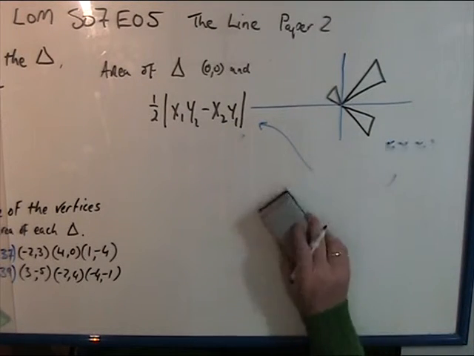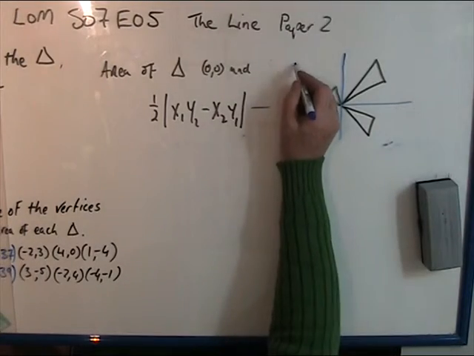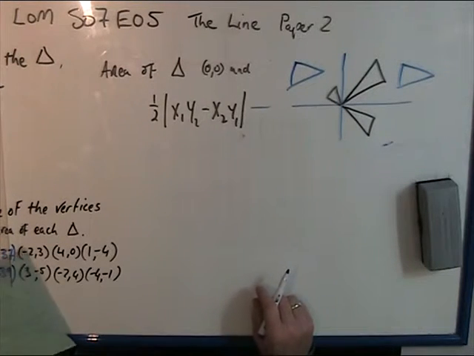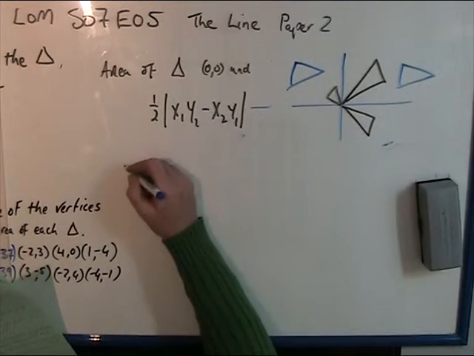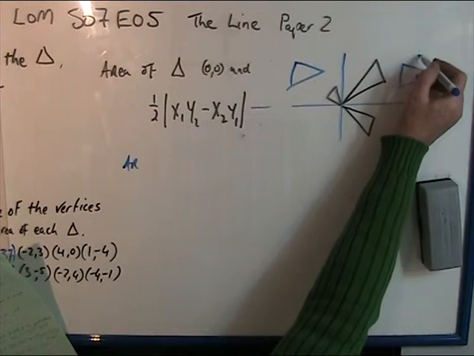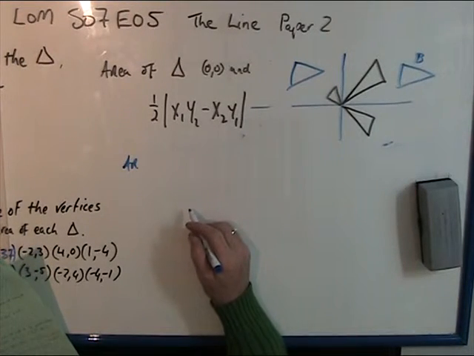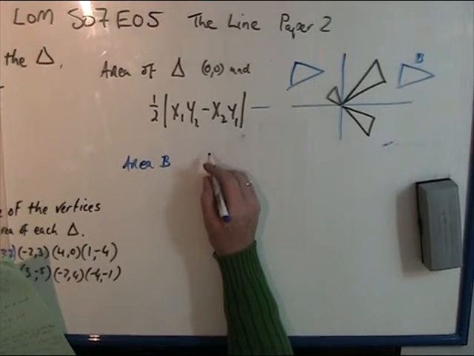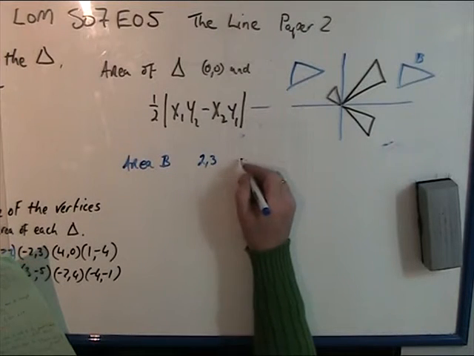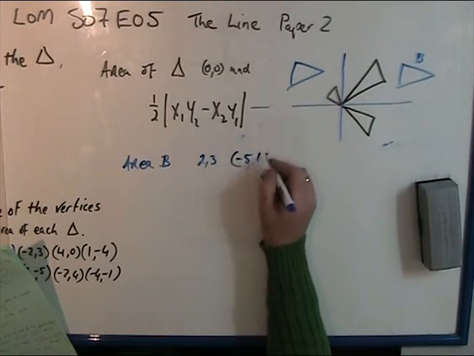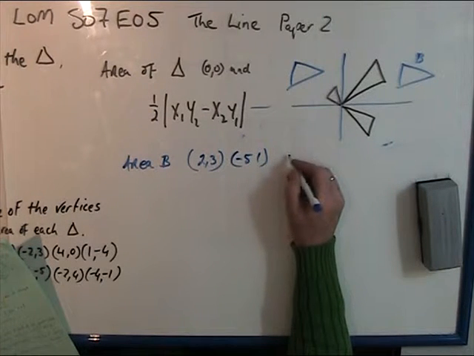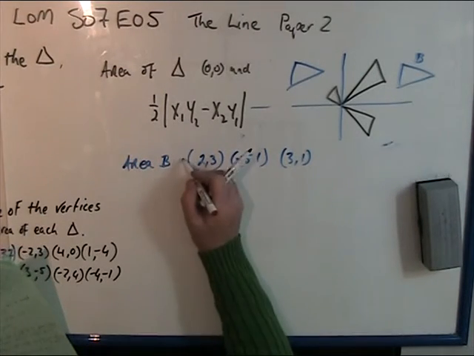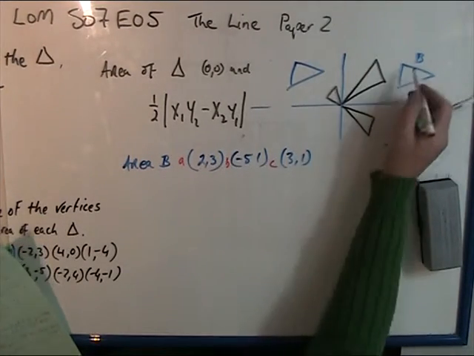Now what happens if we have a triangle that, for example, is over here or over there, and none of its vertices are 0, 0? So it says find the area of, let's say we call this B, which is the points 2, 3, minus 5, 1, and C is 3, 1. Now they're all labelled. So this will be A, B, C, and it'll correspond to that.